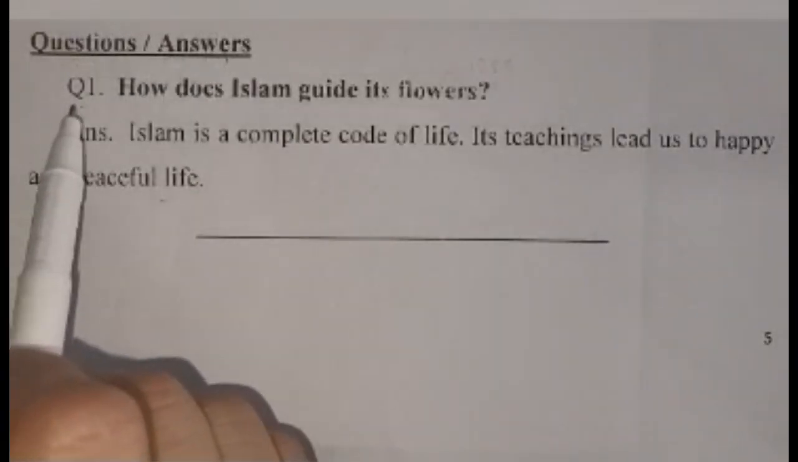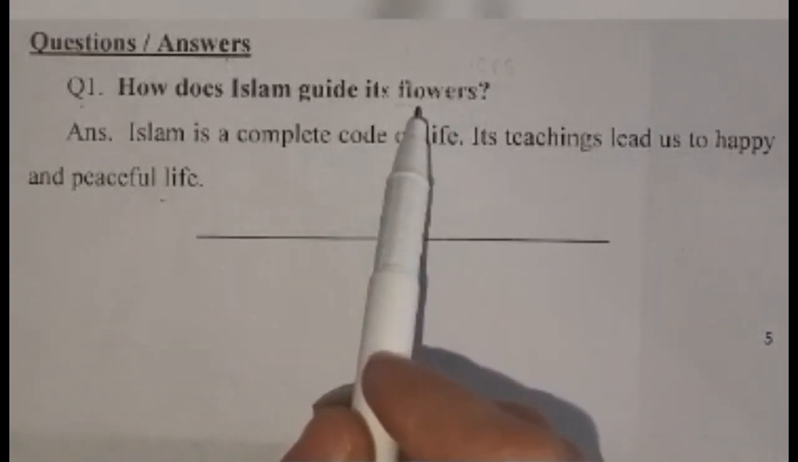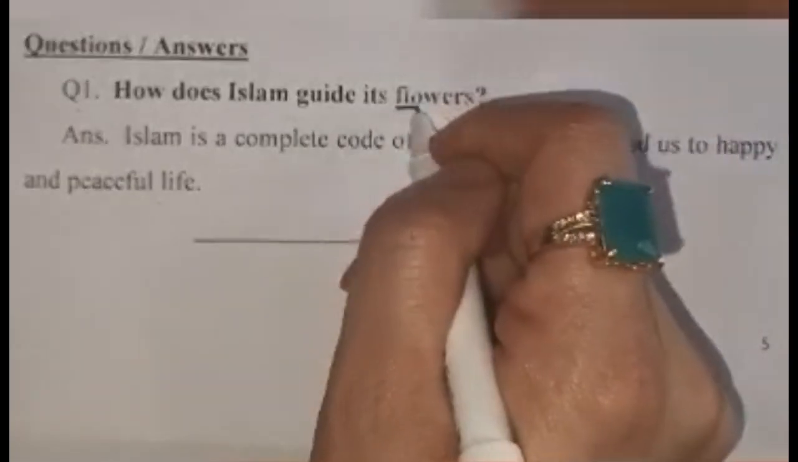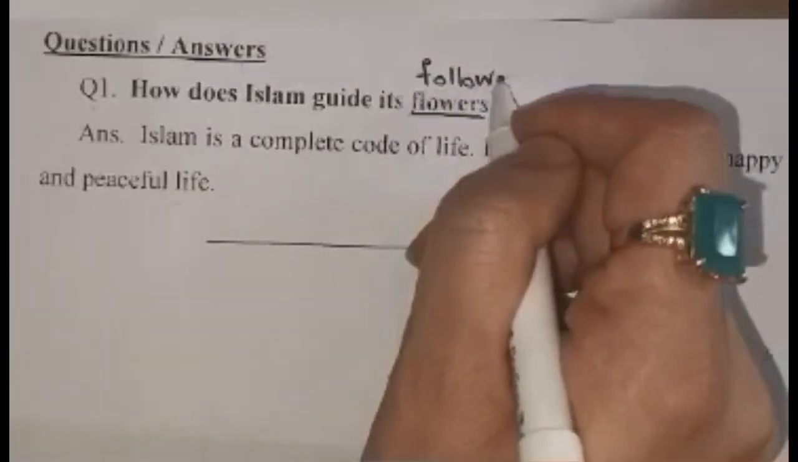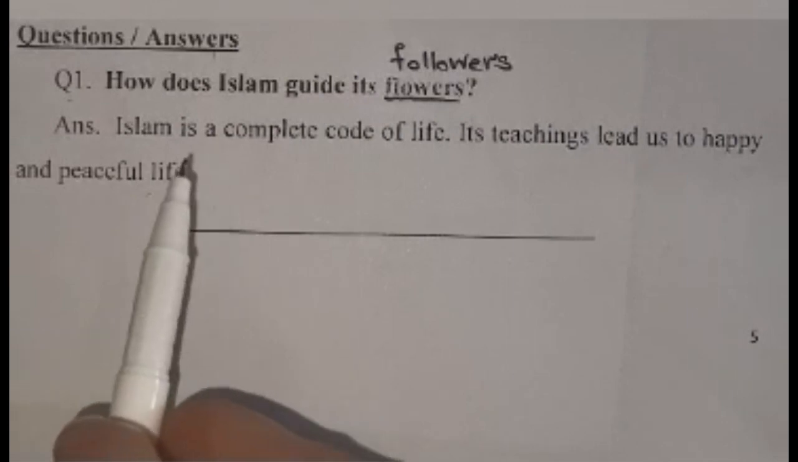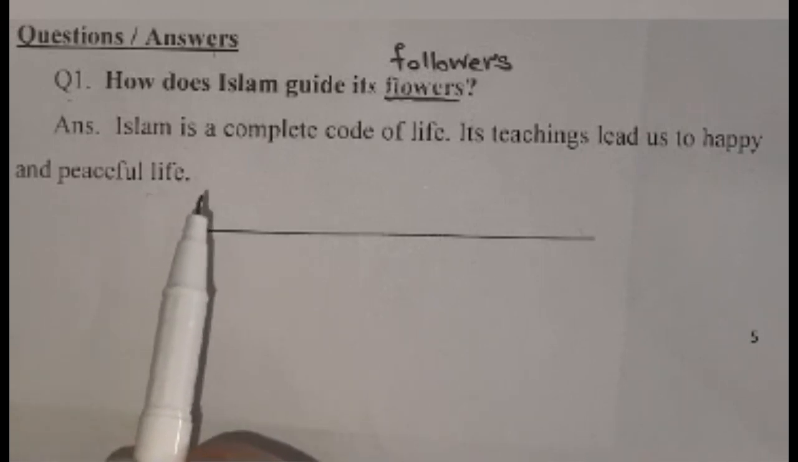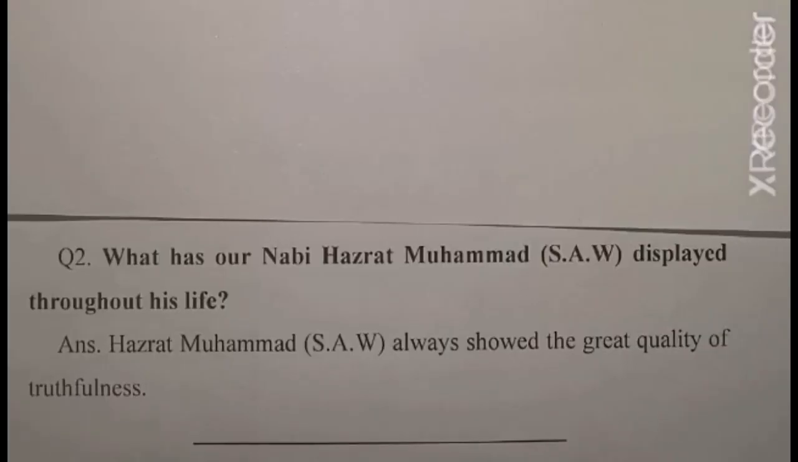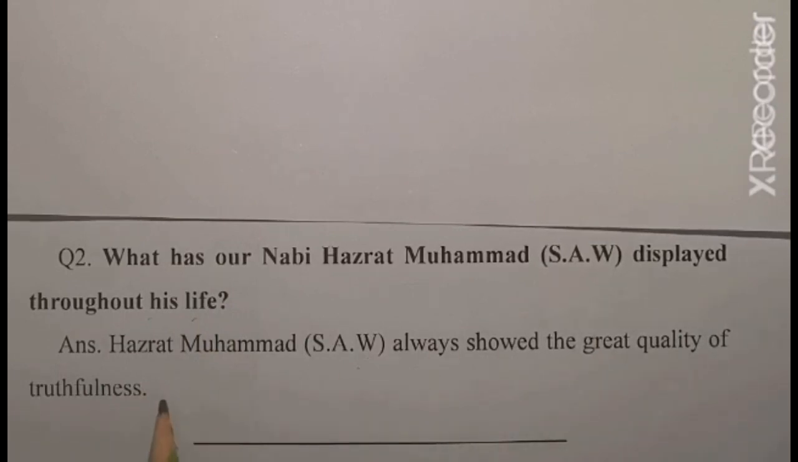Question answers. Question number 1. How does Islam guide its followers? Children, you can see the mistake. It is not flowers, it is followers. So I will correct this mistake. Followers matlab manne wale. And its answer is, Islam is a complete code of life. Its teachings lead us to a happy and peaceful life. Question number 2. What has our Nabi Hazrat Muhammad sallallahu alaihi wasallam displayed throughout his life? Answer. Hazrat Muhammad sallallahu alaihi wasallam always showed the great quality of truthfulness.